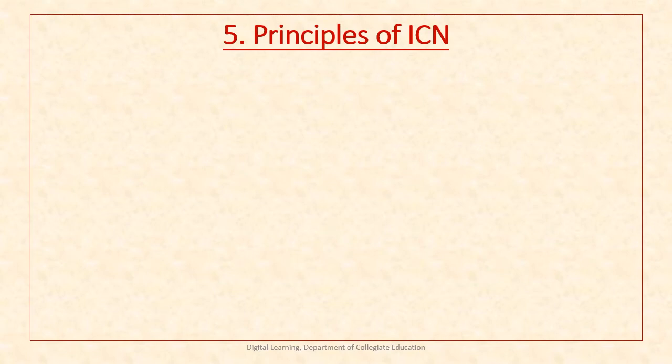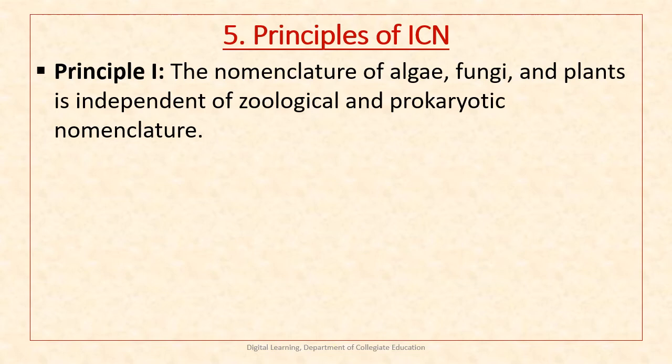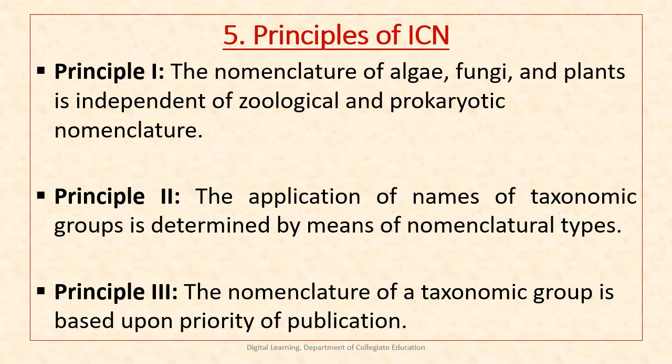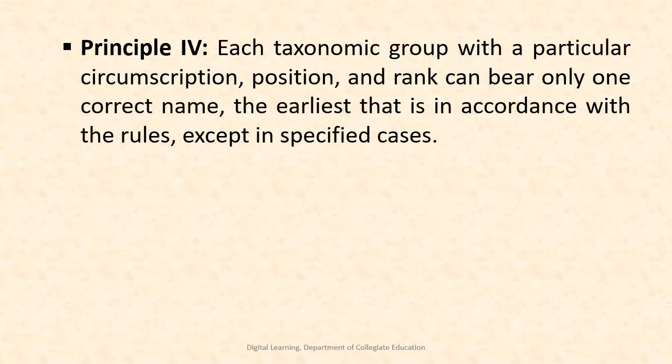Principles of ICN. There are six principles. Principle one: the nomenclature of algae, fungi and plants is independent of zoological and prokaryotic nomenclature. Principle two states that the application of names of a taxonomic group is determined by means of a nomenclatural type. Principle three states that the nomenclature of a taxonomic group is based upon the priority of publication. The fourth principle: each taxonomic group with a particular circumscription, position and rank can bear only one correct name, the earliest in accordance with the rules, except in specified cases.